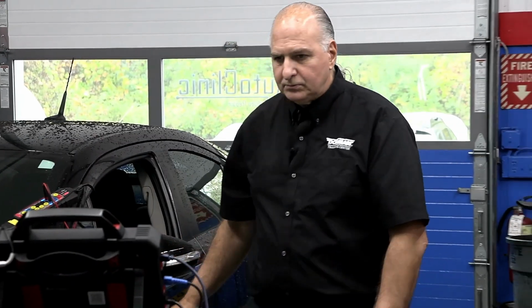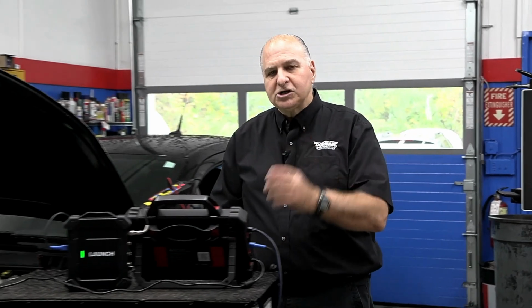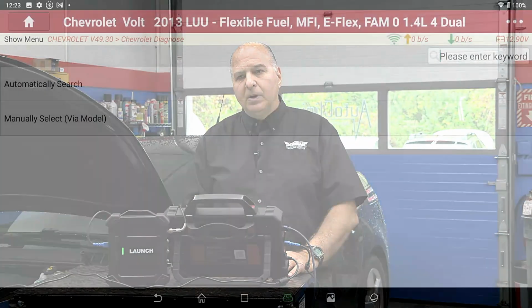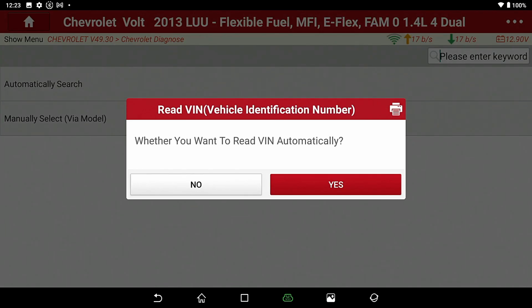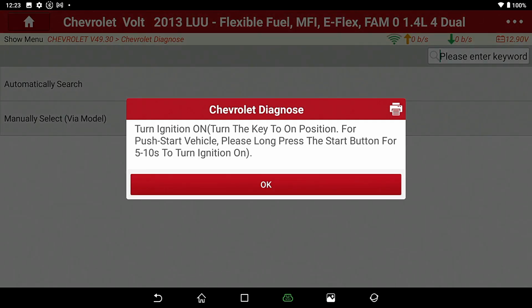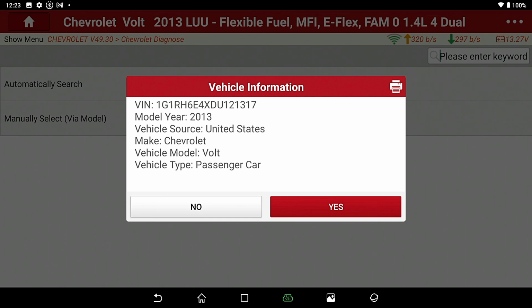Okay. And while we're on that, why don't we go to the scan tool real quick so we can get that up while it's doing a test. Here we have the Launch tablet. This is a great tool. We're going to do auto search. We're going to read the VIN. And I got to put the key on because it won't work if I don't put the button on. And when I say the key, guys, I'm talking the, I got to open the door. I can't reach it.